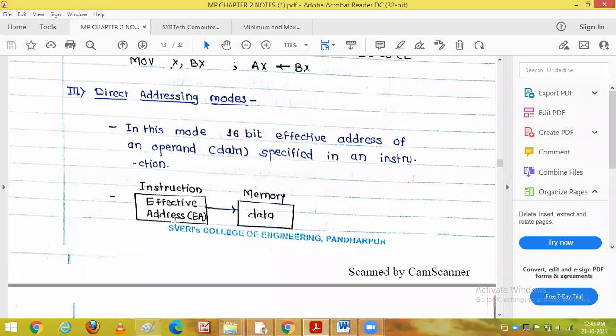So in the direct addressing modes, we have to use a 16-bit effective address with the offset value. Totally, the data address bus is 20 bits, right? So for that, what is specified in the instruction is the effective address to the data. So in direct addressing mode, what will we do? One of the effective addresses we have to select. Instead of taking only the register, one of the effective addresses we have to take.